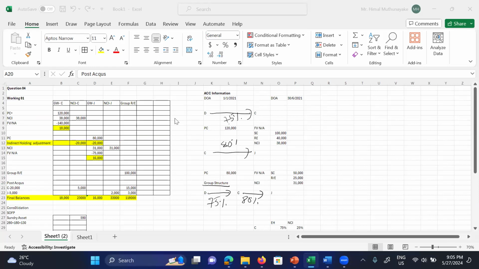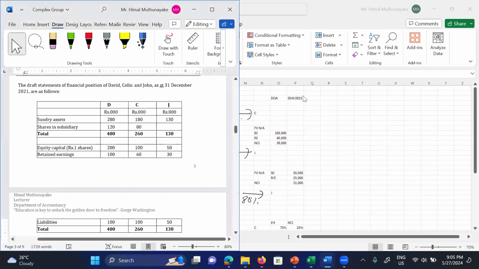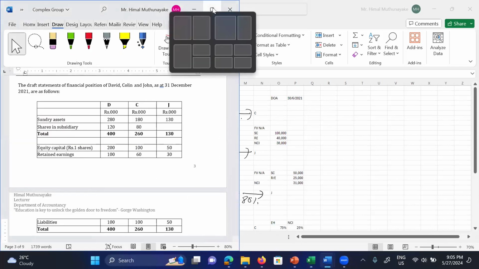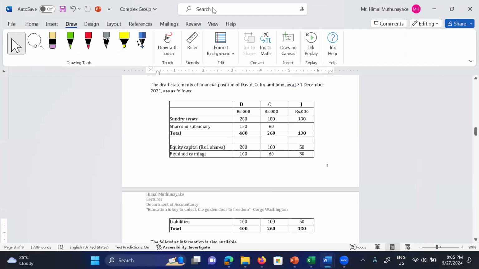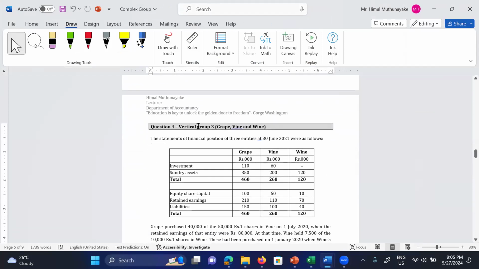Okay, so let's move on to the next question. It's much tougher. So this kind of question will come in your examination, right? Next question. It should be question number 5.